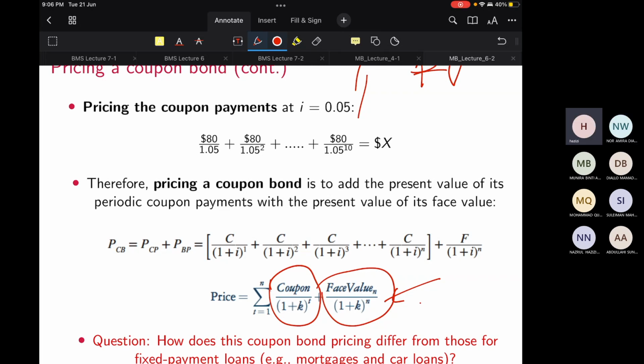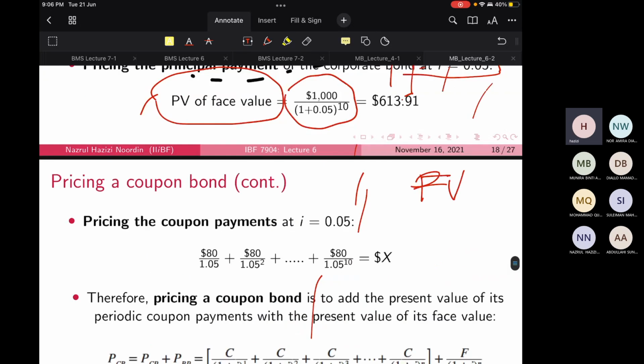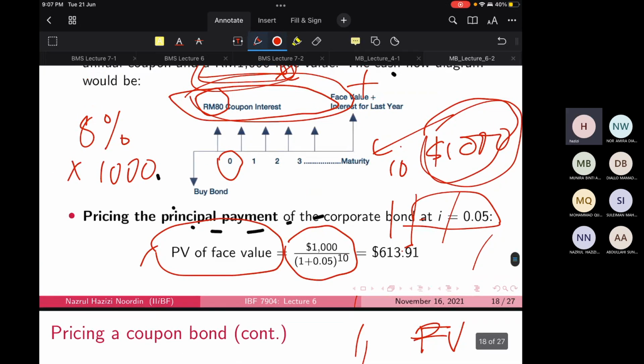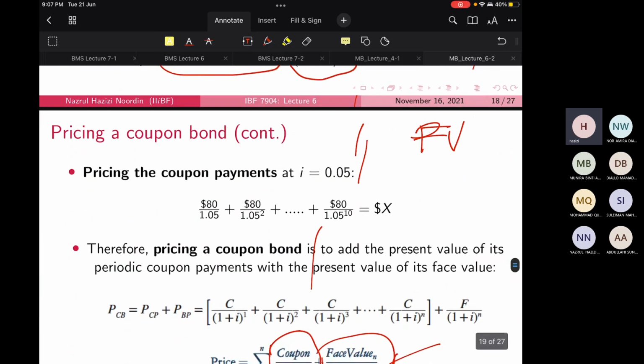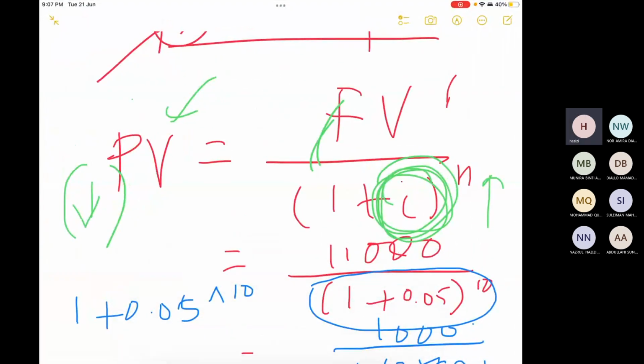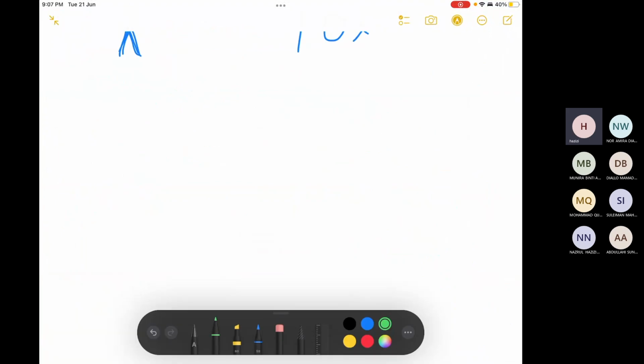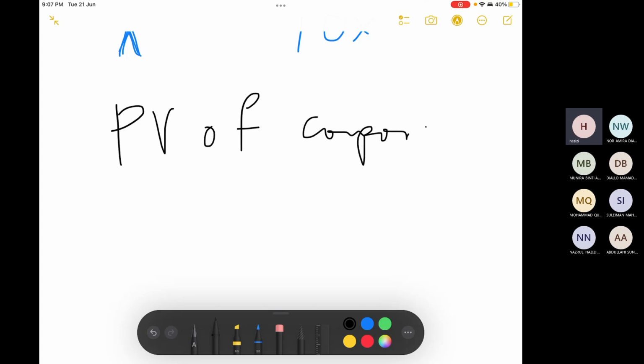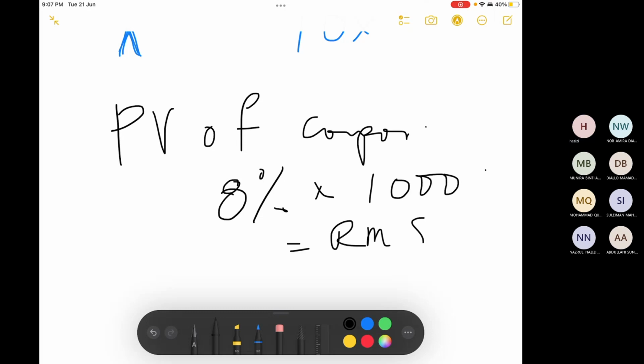So now we're going to discount the future coupon payment, right? I mentioned earlier that every year you're going to receive 8 ringgit as a coupon, as a profit for you as an investor. So the task now is to calculate the present value of the coupon. You know that the coupon is how much? 8% out of 1,000, which is RM 80.